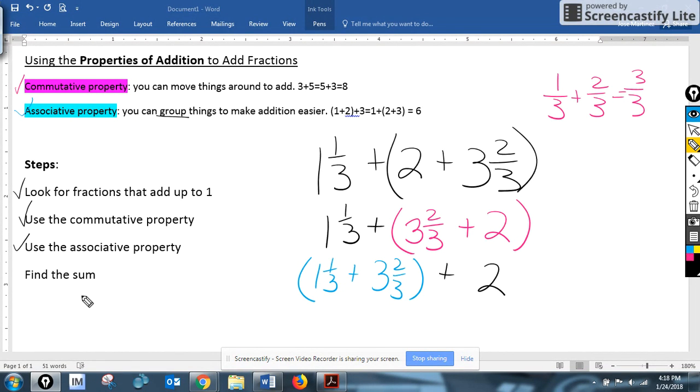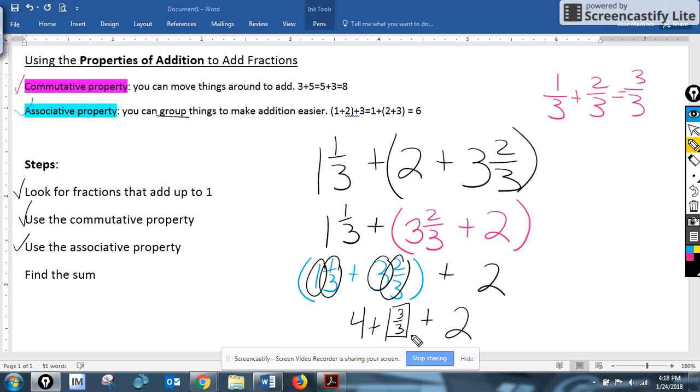Last but not least, we find the sum. Now here's the cool part about this. We can do the whole numbers first, 1 plus 3, that equals 4. And then our fractions, 1/3 plus 2/3 equals 3 over 3, or you could even write 1. I'm going to do both at the same time. I'm going to write a big fat 1, okay? So there's a big fat 1. 3 over 3. It's still 1, but it's also a fraction. Plus my 2. I'm just going to bring it down.